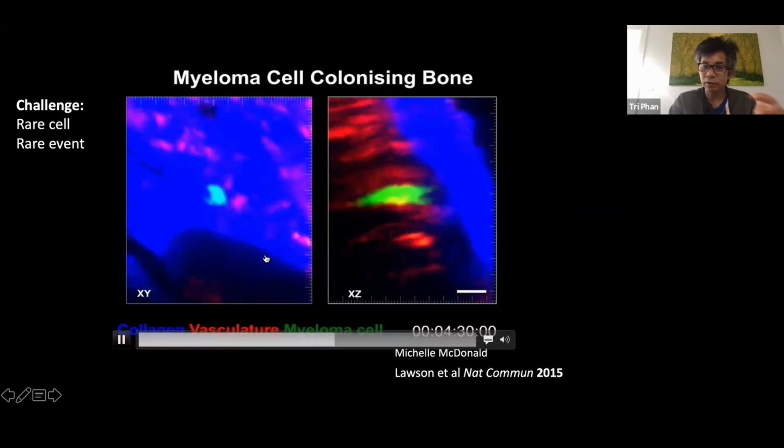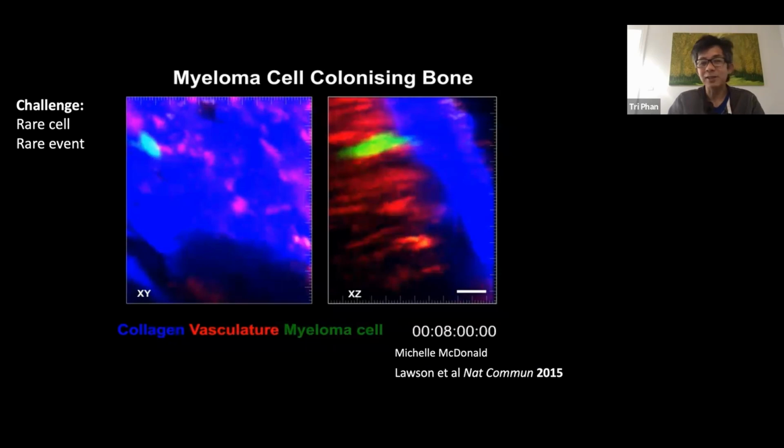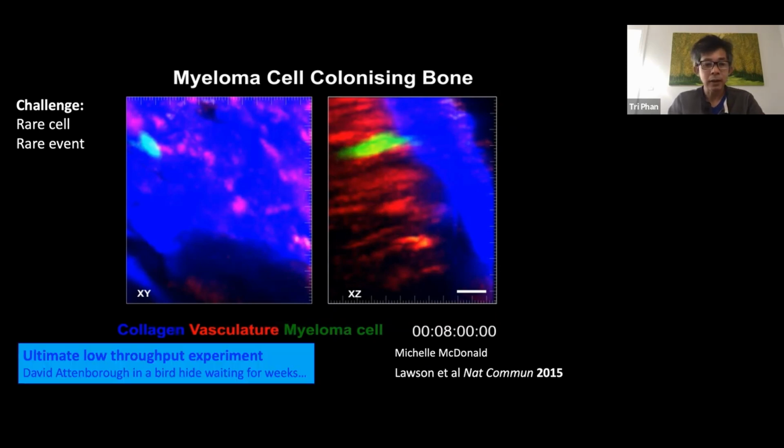And just so you know, this one brief few seconds of image of a movie that I'm showing you actually took us something like 50 hours of live animal imaging to capture, which brings up this problem that we have: a lot of the time we're trying to image very, very rare cells doing very, very rare things. So this really is the ultimate low throughput experiment.